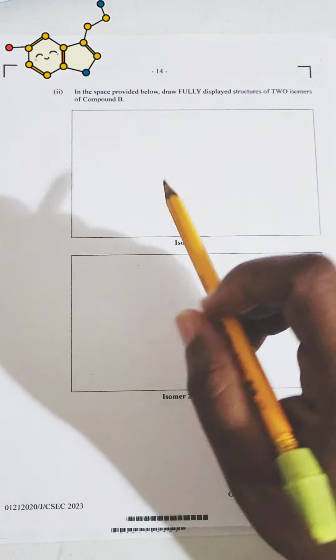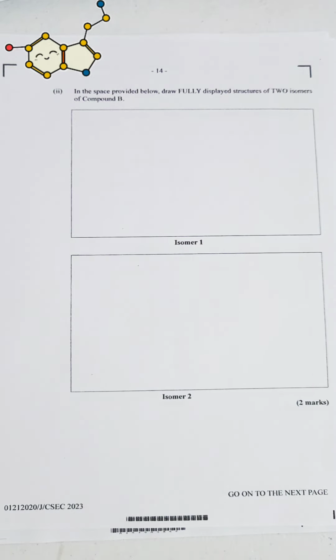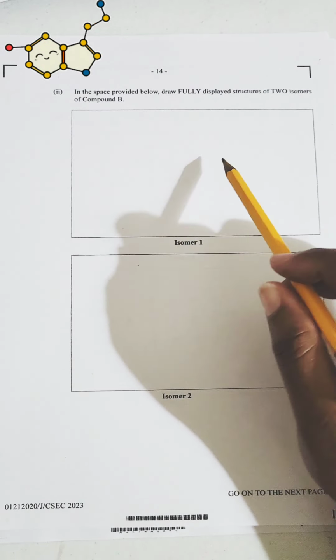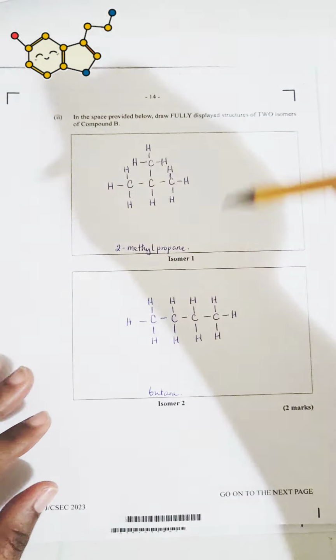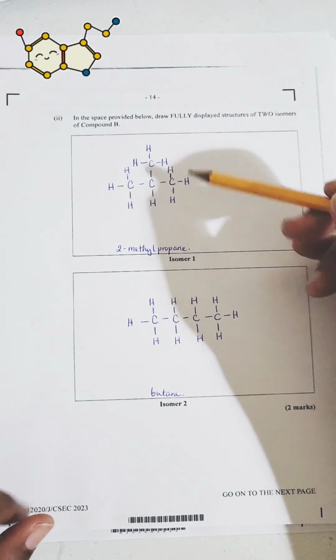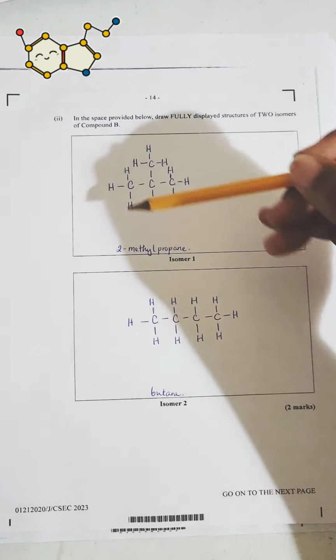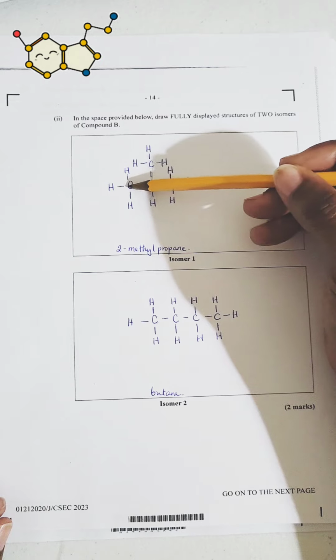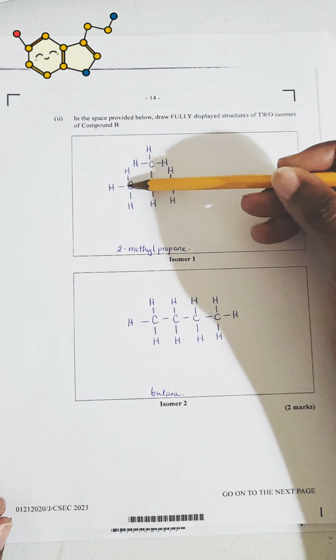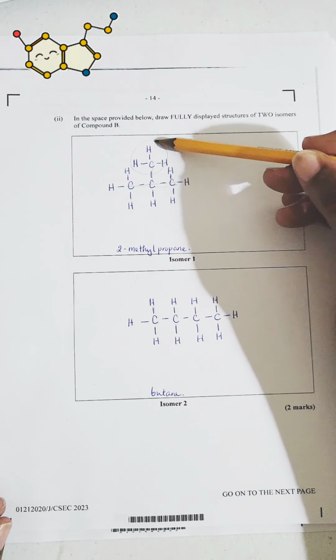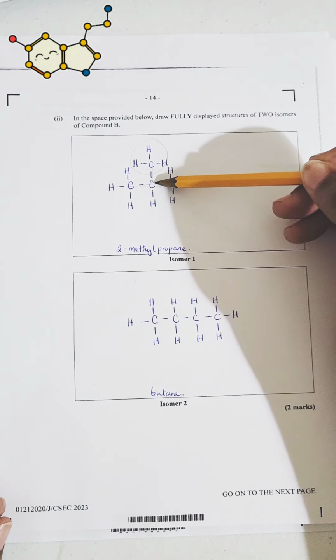Okay, yes, you'll see. So it says, in the space provided below, draw fully displayed structures of 2 isomers of compound B. So this is where we're going to explore structural isomerism. And I did the first one as 2-methyl propane. So my longest chain has 3 carbons. I can count my longest chain through here or my longest chain through here. So this is my longest chain. I'm going to go the easy route, and I have a group on the middle C on carbon number 2.